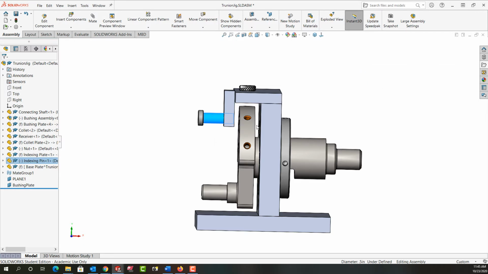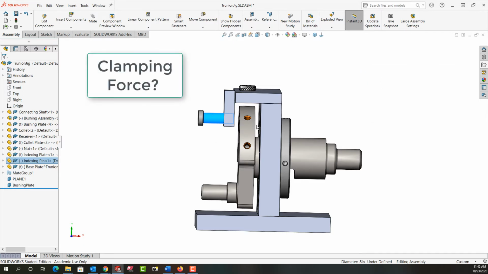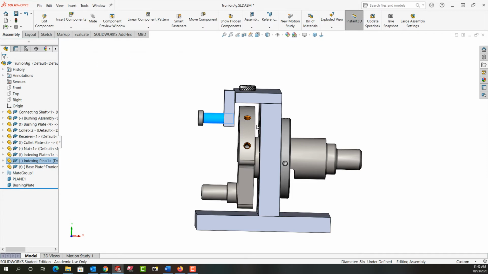And one of the other important things, do I have enough clamping force? Will my clamping force hold the part still and resist movement? Is it accurate? Is it repeatable? Is it reliable? Is it quick?